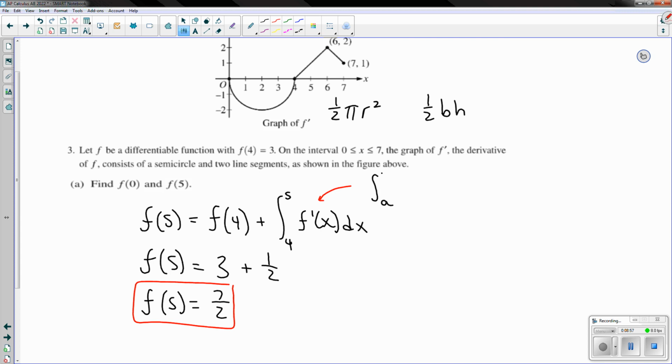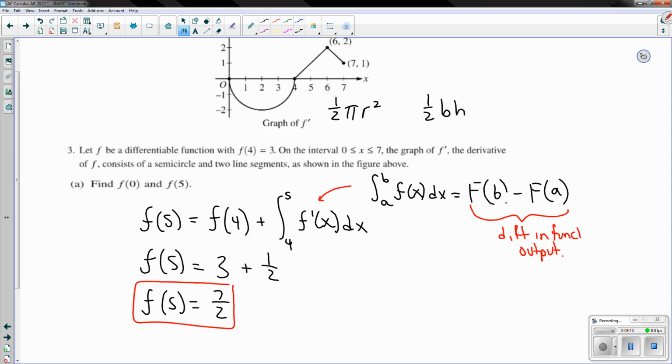So just quick review before we move on. When we integrate this function, we know that it should be antiderivative at the top minus antiderivative of the lower bound. And as we can see, this is a difference in function outputs. So that was part A. So what's the scoring breakdown there? We're going to get 1 point for f of 0, 1 point for f of 5, and we're also going to get 1 point for this area calculation, recognizing that that's what we have to do for each one.